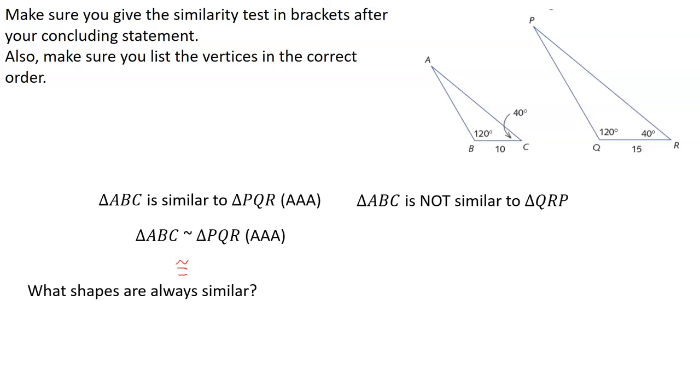Pause the video or have a think about this question. What shapes are always similar? All regular shapes are, so squares, equilateral triangles, regular pentagons, hexagons, heptagons, and so on, and circles are always similar as well, of the 2D shapes.